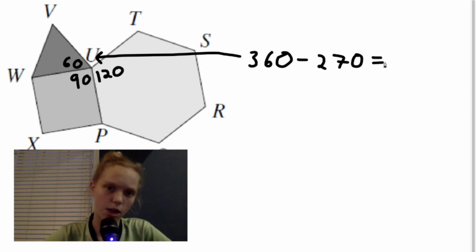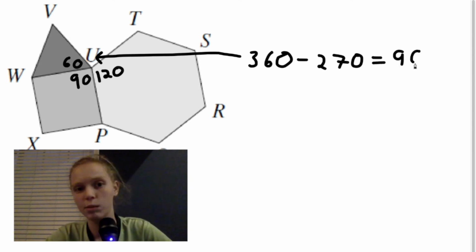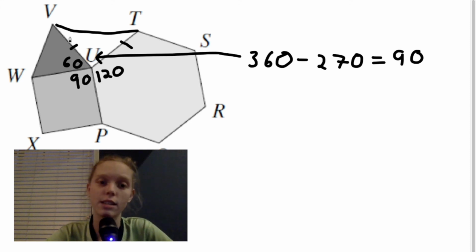So we know that angle TUV is 90 degrees. But that's not the angle we're looking for, actually. We're looking for a different angle. We're looking for TVU. So we're going to connect T and V. And we're going to realize that since all of these are regular polygons, they all have the same side length, so this is congruent. So the two base angles are actually going to be the same. So we're going to call that X.